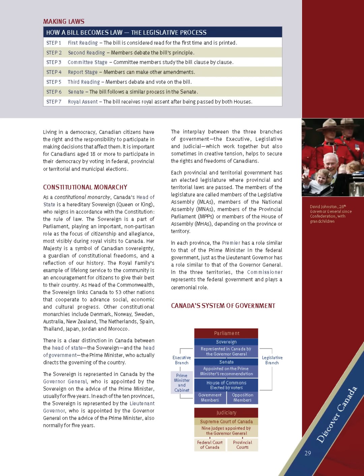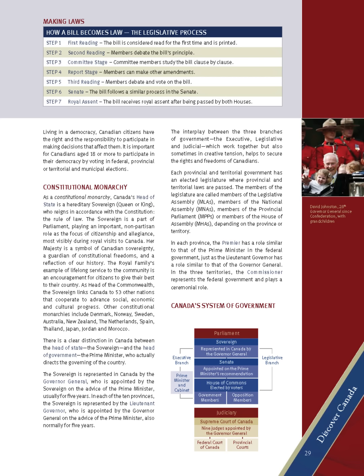The sovereign is represented in Canada by the Governor-General, who is appointed by the sovereign on the advice of the Prime Minister, usually for 5 years. In each of the 10 provinces, the sovereign is represented by the Lieutenant Governor, who is appointed by the Governor-General on the advice of the Prime Minister, also normally for 5 years. The interplay between the 3 branches of government, the executive, legislative, and judicial, which work together but also sometimes in creative tension, helps to secure the rights and freedoms of Canadians.